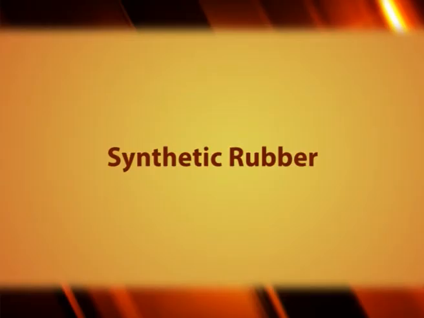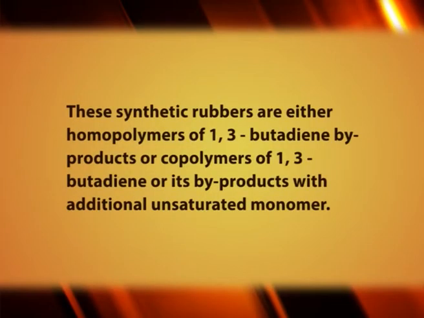Let us start with synthetic rubber. Synthetic rubber is vulcanized rubber that is capable of being stretched to double its length. However, it returns to its native form as soon as the external stretching force is released. These synthetic rubbers are either homopolymers of 1,3-butadiene, its derivatives, or copolymers of 1,3-butadiene or its derivatives with additional unsaturated monomers.